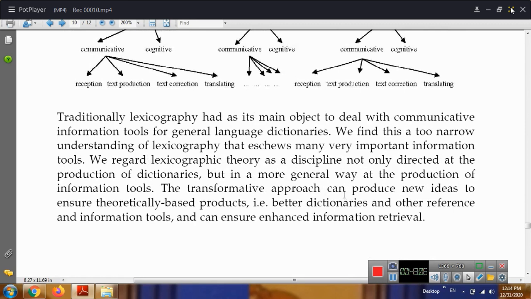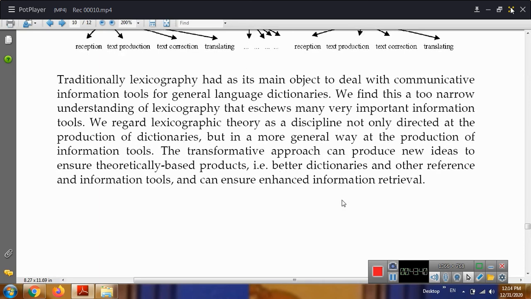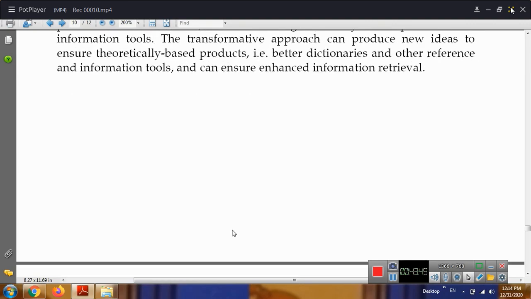Traditionally, lexicography had as its main object to deal with communicative information tools for general language dictionaries. We find this too narrow an understanding of lexicography, that eschews many very important information tools. We regard lexicographic theory as a discipline not only directed at the production of dictionaries, but in a more general way at the production of information tools. The transformative approach can produce new ideas to ensure theoretically based products, better dictionaries and other reference and information tools, and can ensure enhanced information retrieval.